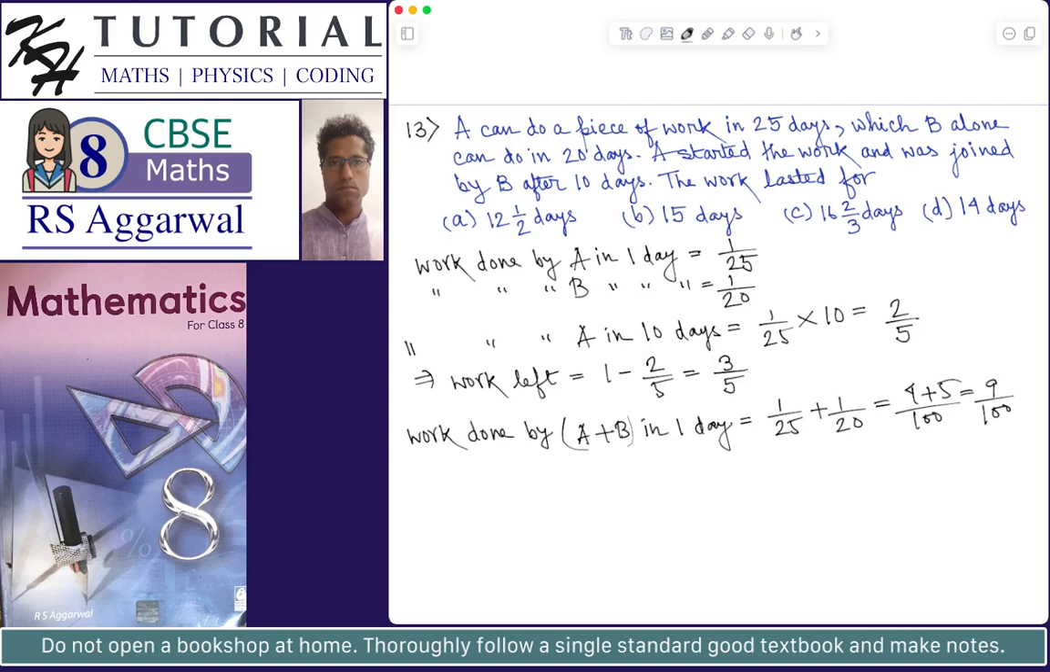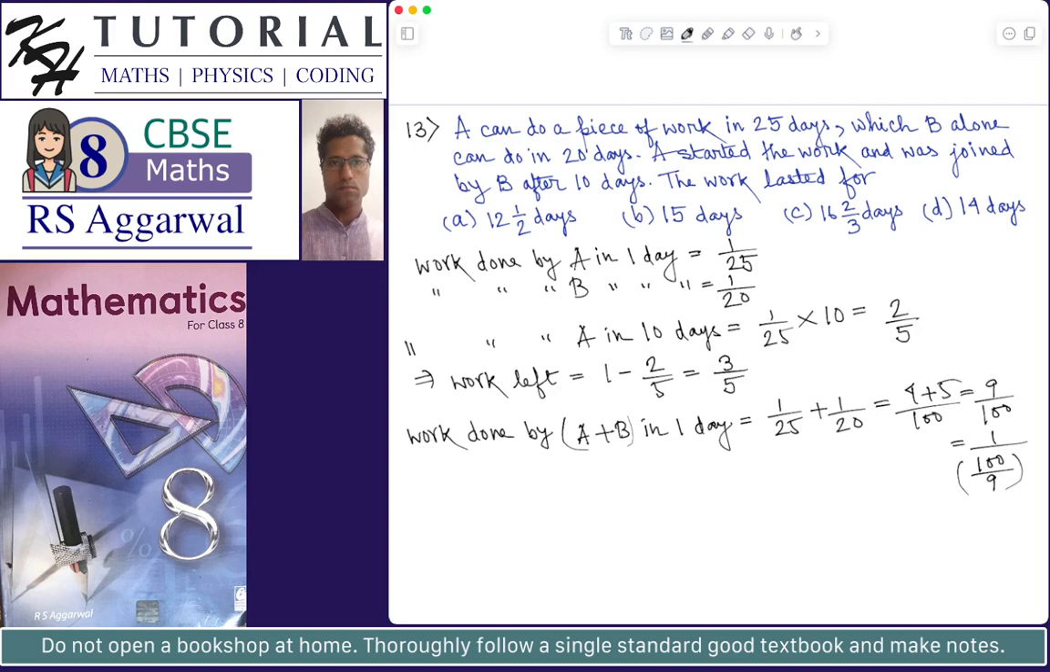So work done by A plus B in 1 day is 9 by 100, which is equal to 1 by 100 by 9. Okay. Now we need to find that A and B have to finish the remaining work, which is 3 by 5. And we need to find how much time A plus B will take to finish the remaining work, which is 3 by 5.